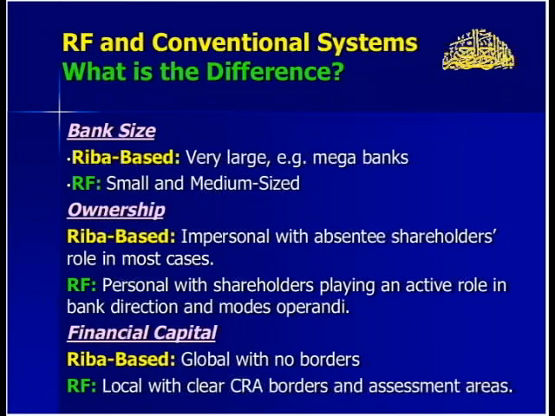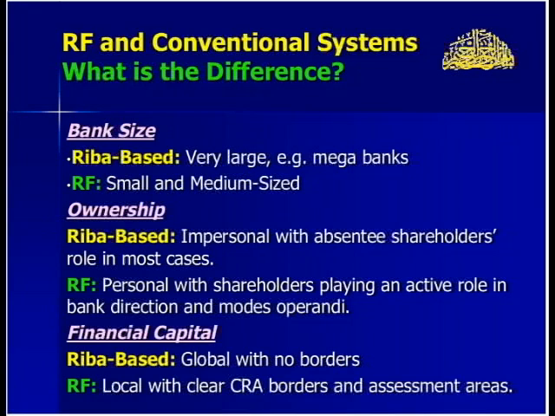Next point is bank size. The riba-based banks tend to be very large. How? They want to limit competition. How? By buying all the competition, buying branches, buying outlets, so they can be bigger, and they maximize the return by reducing overhead by automation. And this produces the mega banks. And they are needed, of course. And the riba-free banks are small to medium size.